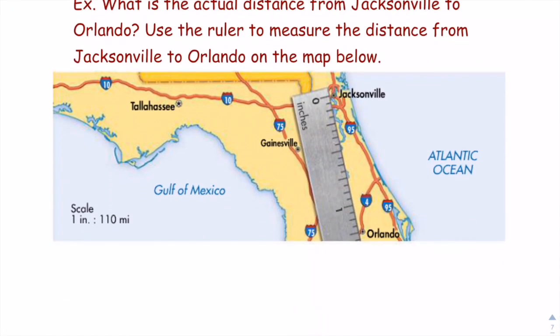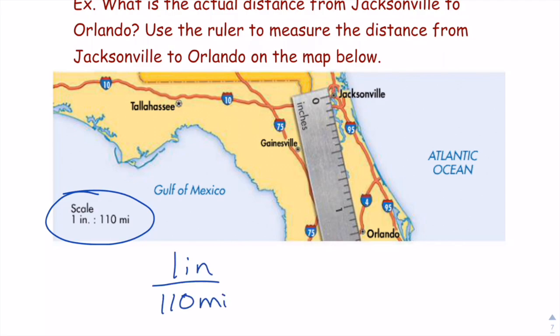We can also use a scale on a map. Down in the bottom left-hand corner of a map, oftentimes you see a scale. That's telling you that 1 inch on the map is the same thing as 110 miles in real life. So the question is asking, what is the actual distance from Jacksonville to Orlando? My first ratio is just going to be my scale. I know that 1 inch is the same thing as 110 miles. So I did inches over miles. I did the distance on the map over the distance in real life. So when I set up this other ratio, I need to do the distance on the map.